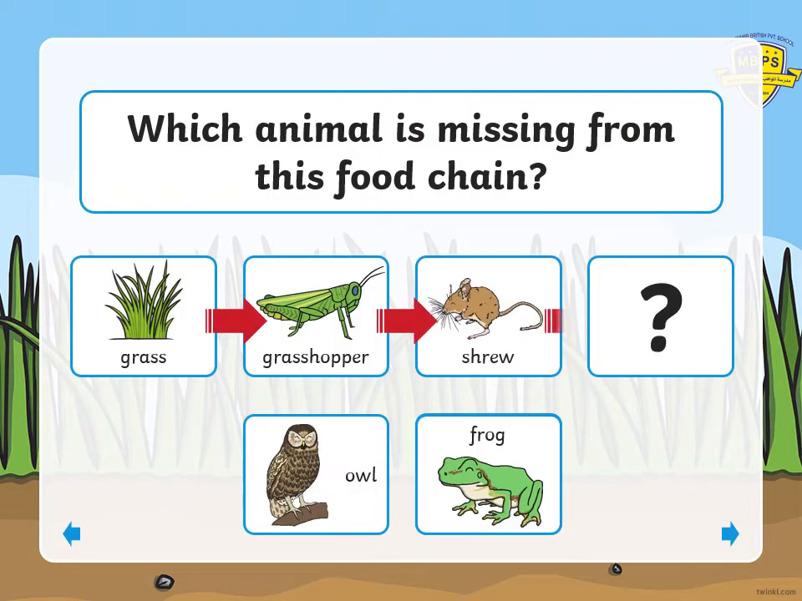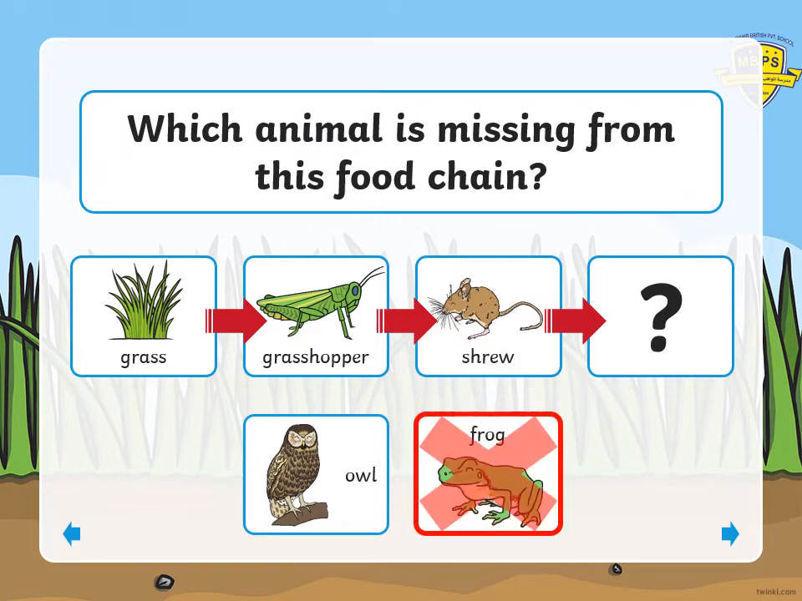Now, which animal is missing in this food chain? As you can see, the arrows are already drawn. Grass is eaten by a grasshopper. Grasshopper is eaten by a shroot. A shroot is eaten by what? Owl or a frog? I think frog. Do you think frog also?